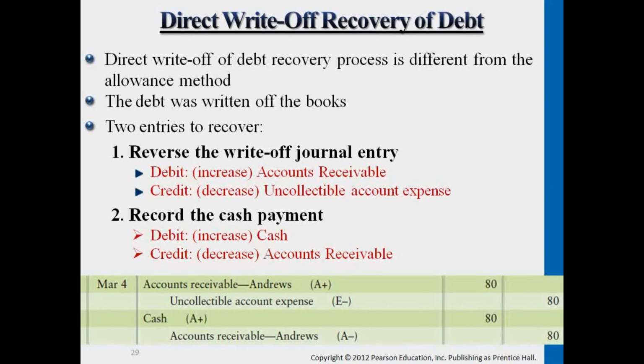Okay, so for direct write-off, there's only 3 entries. First, determining the accounts as uncollectibles, measuring expenses. Second, if we recover it, then we reverse the previous entry. And the third entry is the cash collection part, 3 entries.